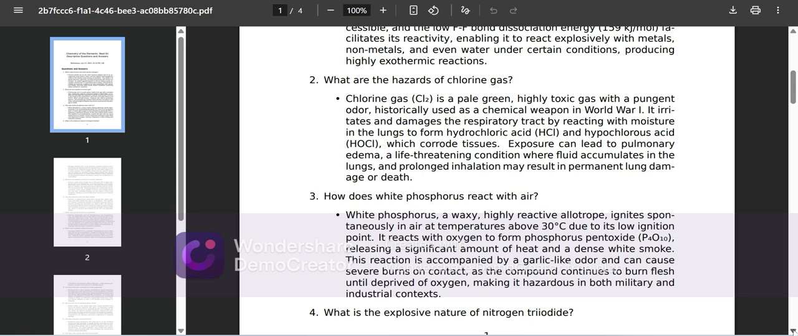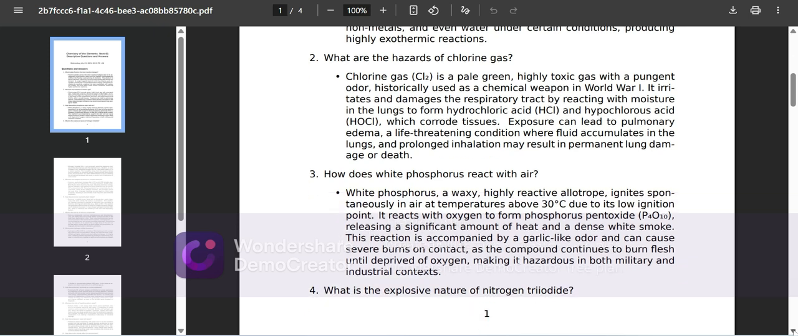which corrode tissues. Exposure can lead to pulmonary edema, a life-threatening condition where fluid accumulates in the lungs, and prolonged inhalation may result in permanent lung damage or death.